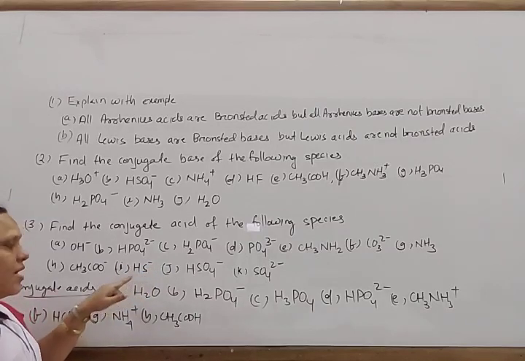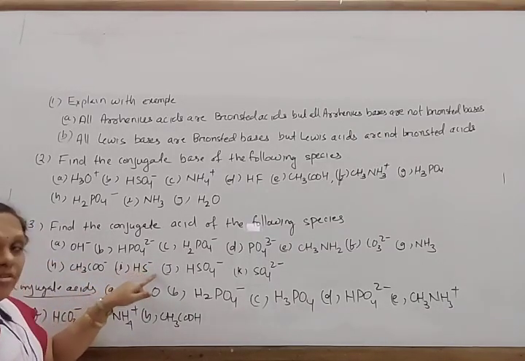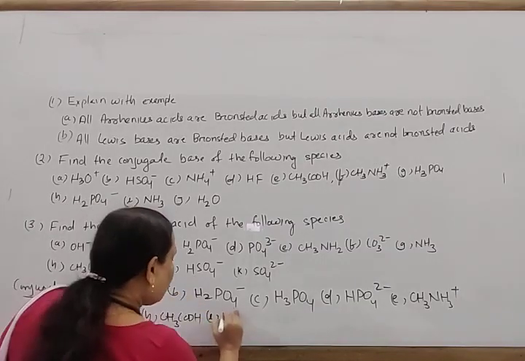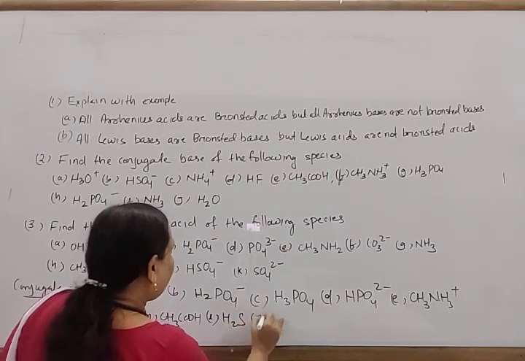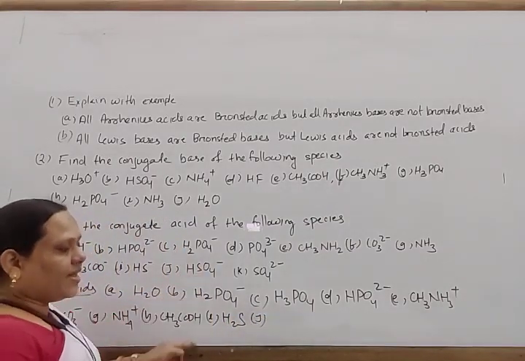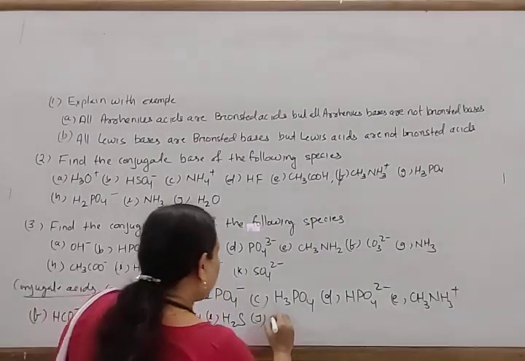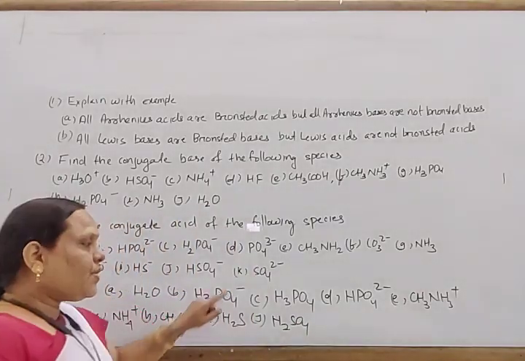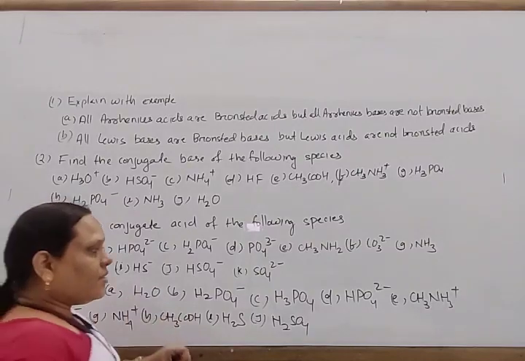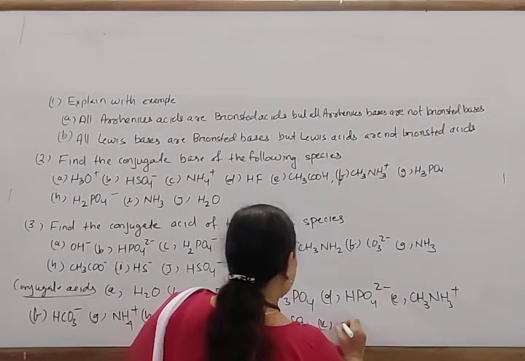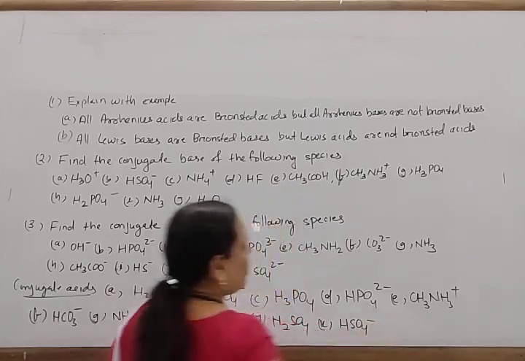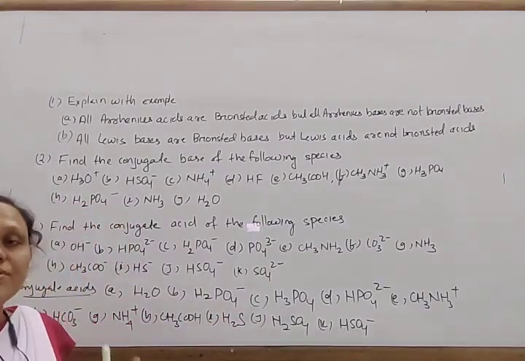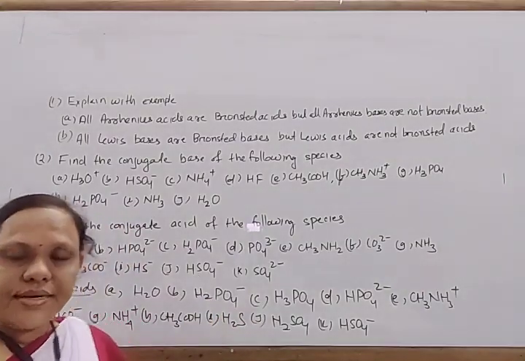HS minus, bisulfide ion, is given. If you add one H plus, the formula becomes H2S. And HSO4 minus, bisulfate ion. To it, if you add H plus ion, the formula becomes H2SO4. And SO4 2 minus is given. If you add H plus ion, the formula becomes HSO4 minus. So this is the conjugate acid of this. So in this way you can find out the conjugate acid. Okay.